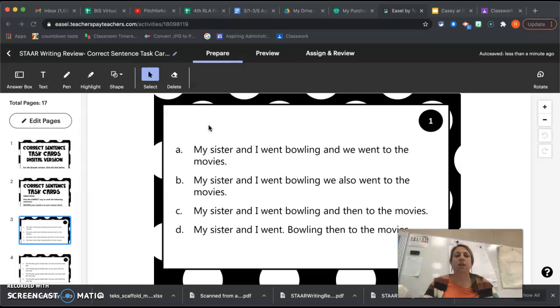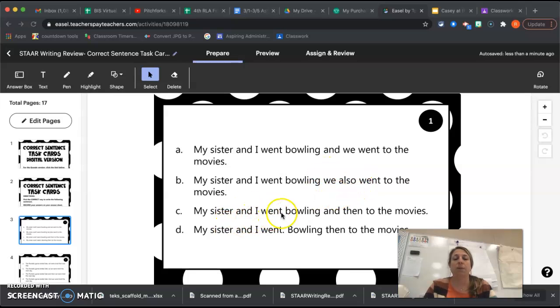So A says, my sister and I went bowling and we went to the movies. First of all, we don't need to repeat we and my sister and I. We already know who you're talking about. And it just puts, and we went to the movies, so it's missing the punctuation. So I would circle this part right here if it was my paper test and put an X through it, because that's the part that makes that sentence wrong. B, my sister and I went bowling. We also went to the movies. So we also kind of sounds funny there, so I would circle it and mark it out.